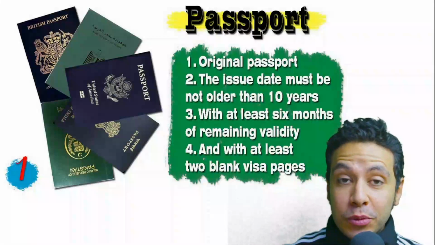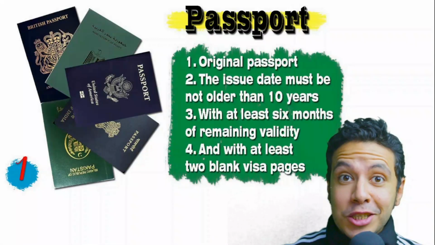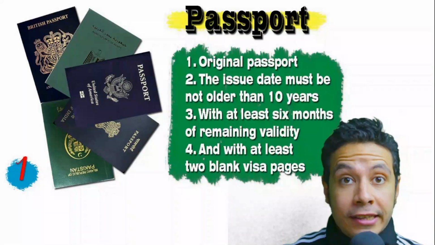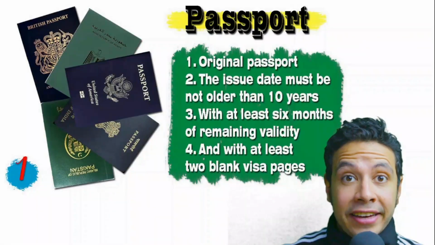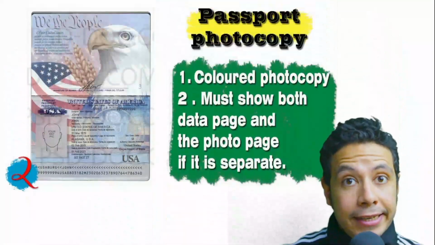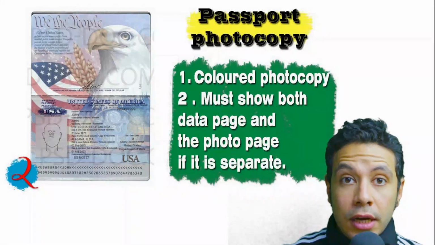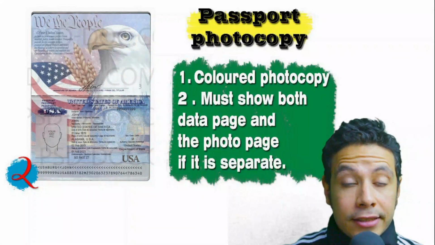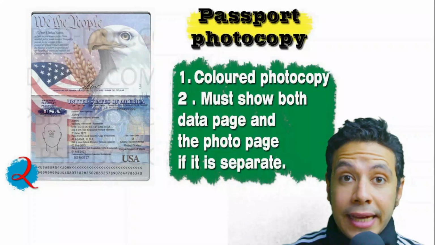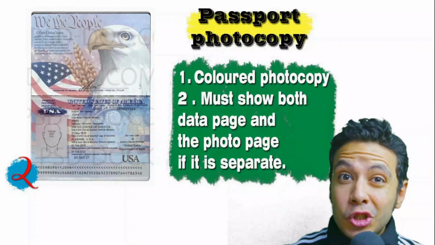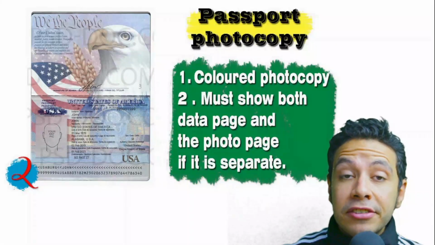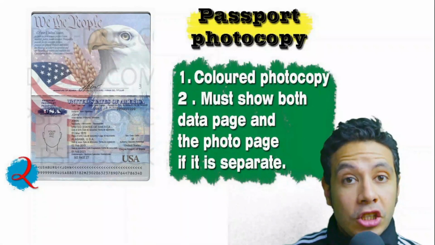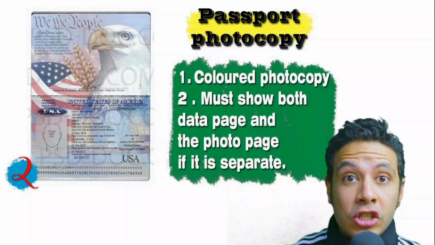Speaking about your passport, it must be original, and it must not be older than 10 years, with at least 6 months of remaining validity, and with at least 2 blank visa pages for the stamps. In many cases, you will also need a passport photocopy. It might be 1 copy or more than one, and it's preferred to be colored, and both the data page and the photo page must be shown if separated. In some cases, you might be required to photocopy every single page of your passport, but in general, only the data page and the photo page are the needed ones.